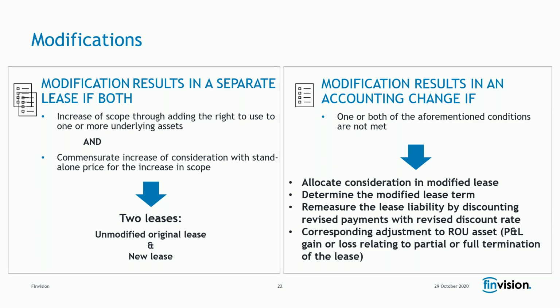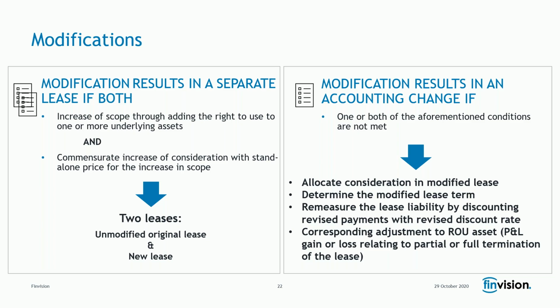But there's also a second criterion. The additional lease payments, the increase in the consideration that you need to pay to the lessor because of this increase in scope, need to be at least equal to the standalone price for the increase in scope. So if the lessor would have rented the additional floor to a third party, which didn't have another floor yet, would that be the same price?